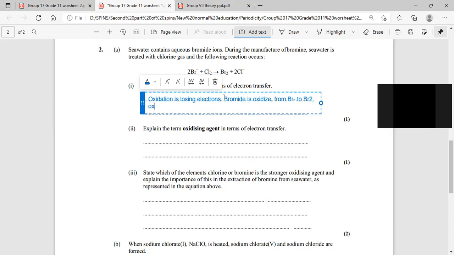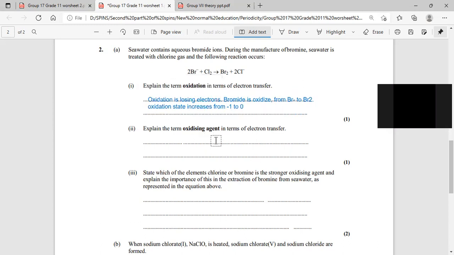Oxidation state increases from -1 to 0. Okay. Then explain the term oxidizing agent in terms of electron transfer. So oxidizing agent.